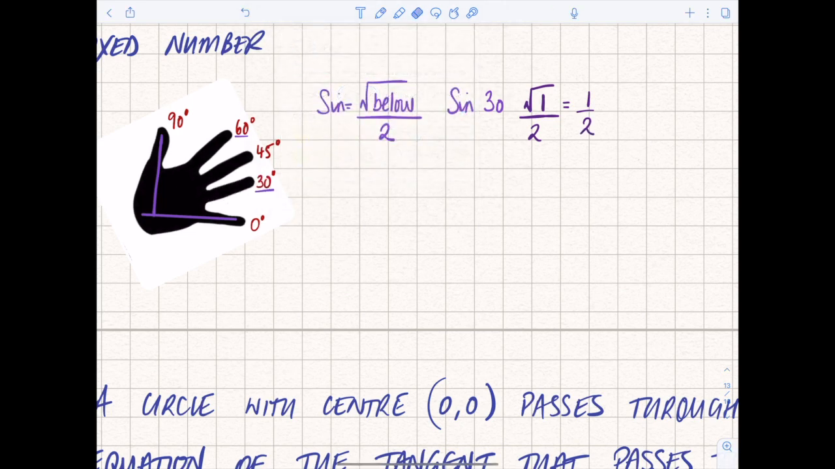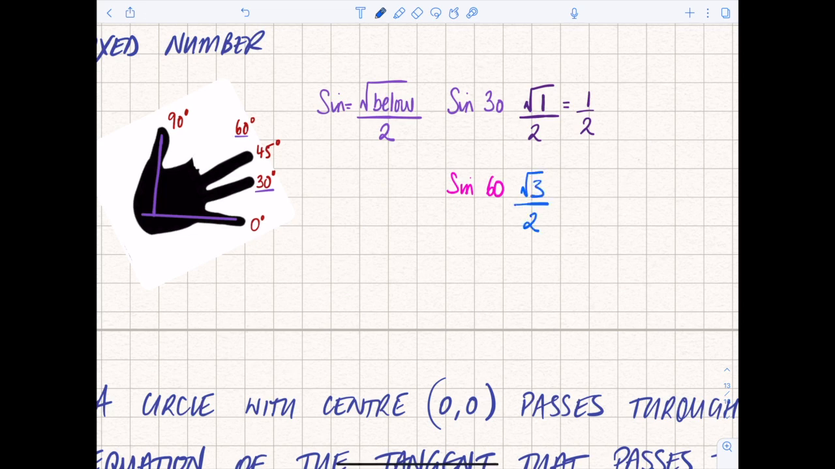So let's get that back. If I said to you sin 60, so if we did sin 60, you will go to this, put down this finger, because that's the 60 degrees. You're looking at how many fingers are below. Well, there's 1, 2, 3 fingers below. So that's root 3 over 2.